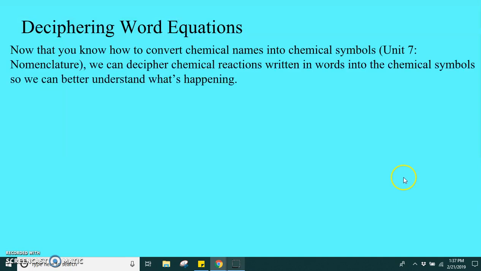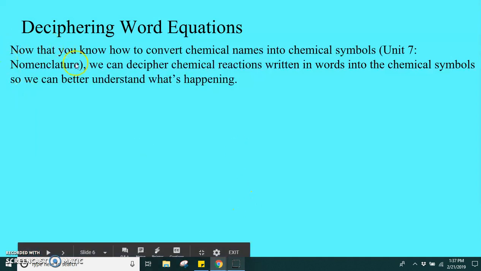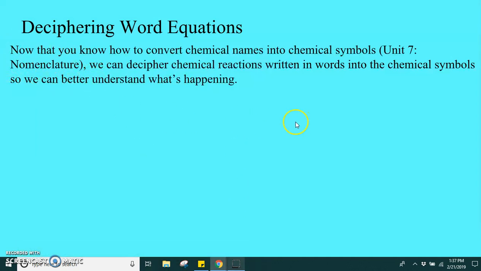Okay, so deciphering word equations. How can we do this? You have to rely on what you've learned in our nomenclature unit. So we're going to have to go back and you're going to have to review your naming rules. If you are unsure of them, I would suggest going back to review that unit on naming.